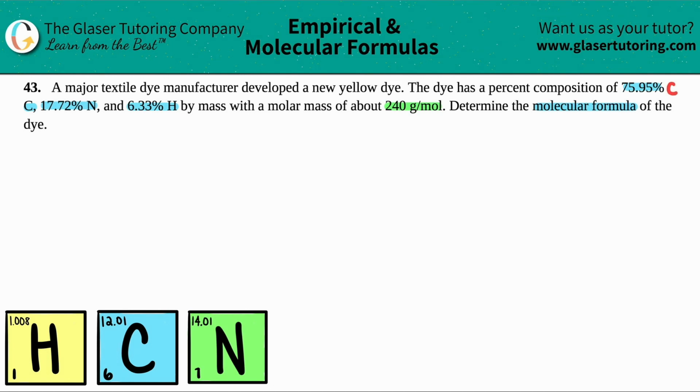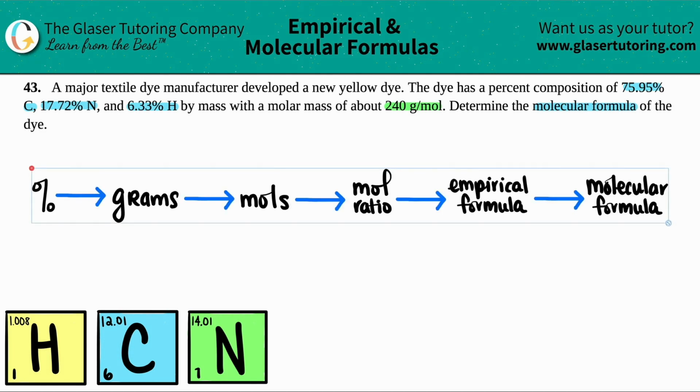It's 75.95% carbon. But it looks like we have three elements here, and we have to find a molecular formula from a percent, so we can find the molecular formula from an empirical formula, right? We know how to go from a percent to empirical formula. Now we just have to go one more step further to find the molecular formula, but it's a total of a 5-step process, which is this one.